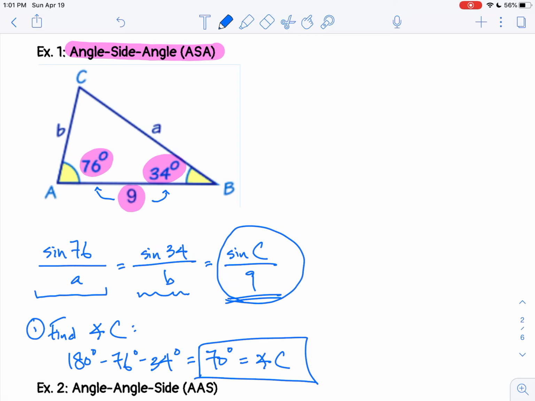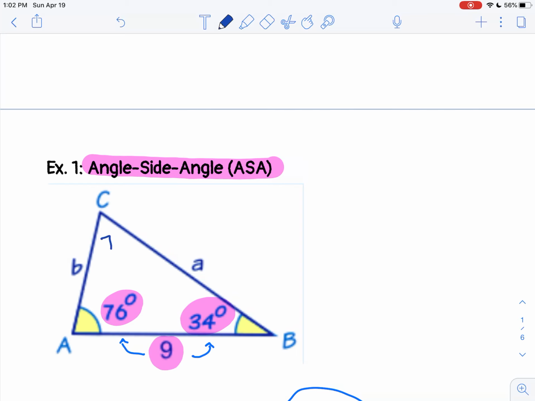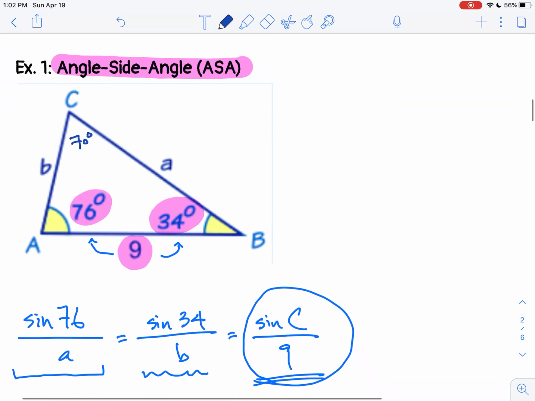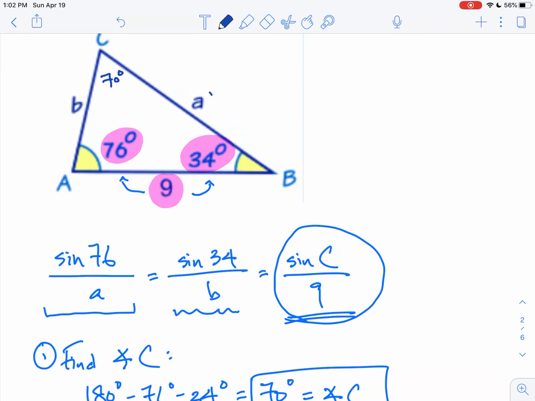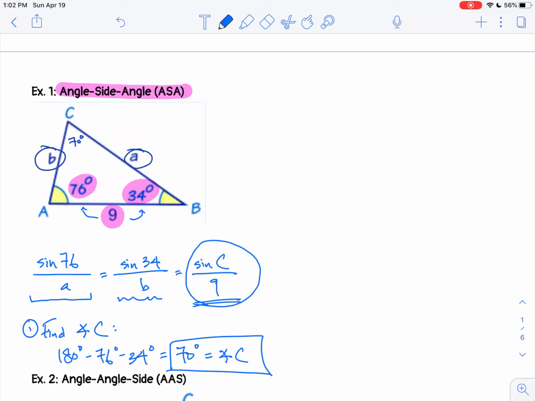So I'm going to go ahead and fill in 70 in my triangle. I'll write it in. This is 70 degrees, okay? So all we're looking for now is little a and little b. Okay, so step 2.